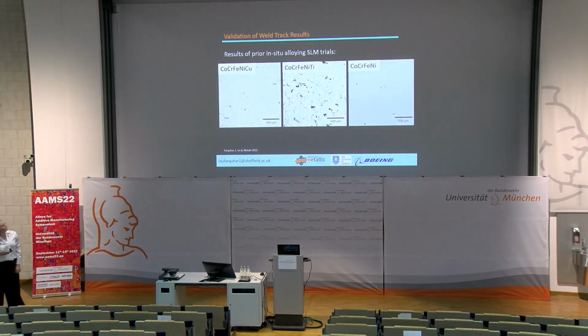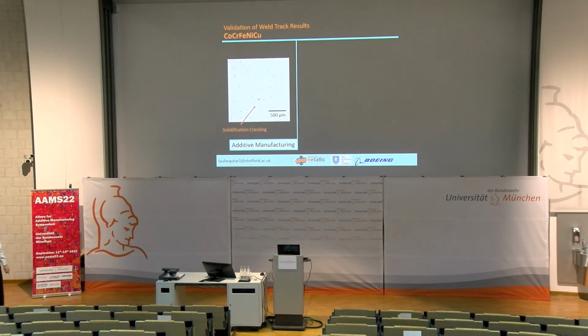Well, previous work we've done has been on some in-situ alloying of elemental powders with a cobalt, chromium, iron, nickel base powder. So we already have some history manufacturing high entropy alloys using AM. So we also did weld tracks on these alloys, and I'm going to draw some parallels now. So first of all, we have the pre-alloy powder with copper, and this alloy shows extensive solidification cracking. It's a 2-phase FCC alloy.